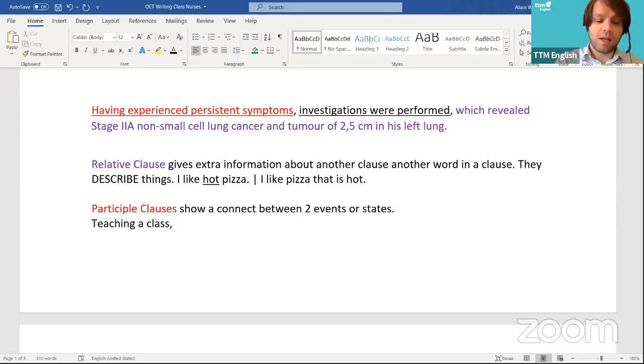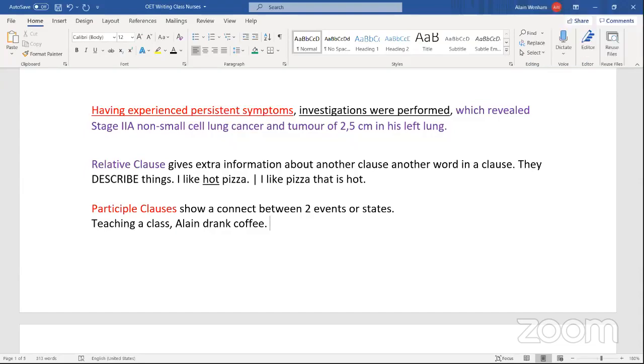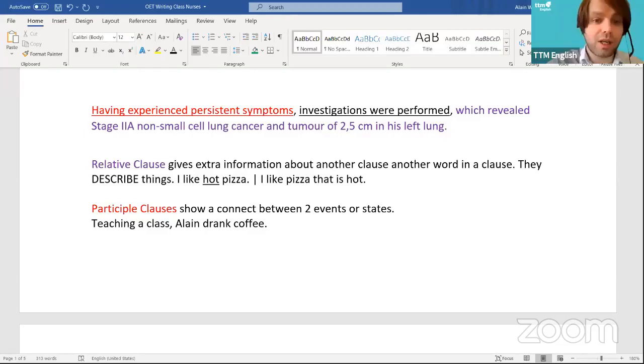Okay. Comma. Alan drank coffee. All right. What's the relationship between these two things? Gabriella? There are two things, he is doing them at the same time. It shows a connection. Yeah, and it's that same time, right? So one type of participle clause is same time, all right?